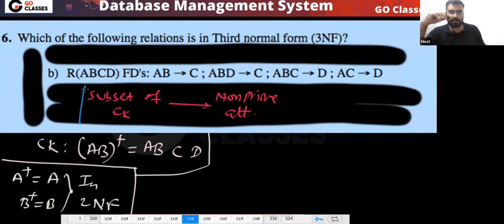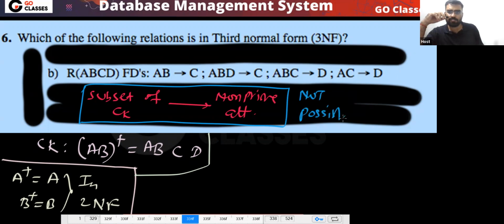This can never happen. A subset of a candidate key determining a non-prime attribute, this cannot happen. Not possible. So this relation is not in 2NF. Sorry, this relation is in 2NF because this is not possible. So 2NF.